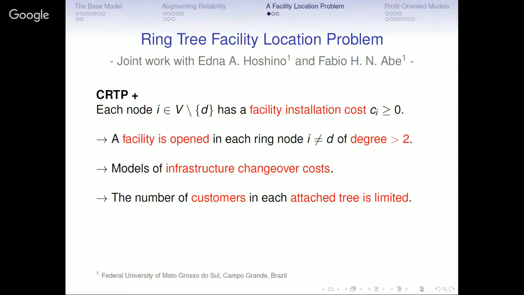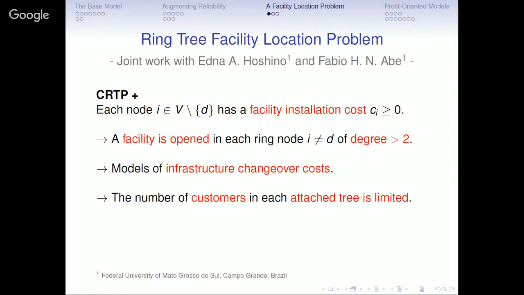For the school buses, it could be where the bus stops, right? Where do the children wait? There needs to be something installed in there. So we now say that we have a capacitated ring tree problem, but we have facility installation costs for each of the nodes, could be a Steiner node or any customer that is used to attach one of these subtrees. And if we do that, we can exactly model these infrastructure changeover costs.